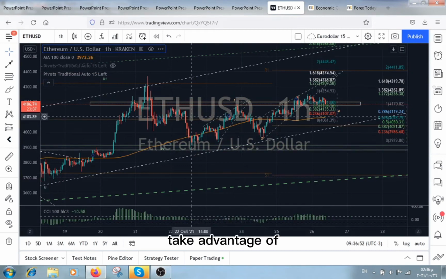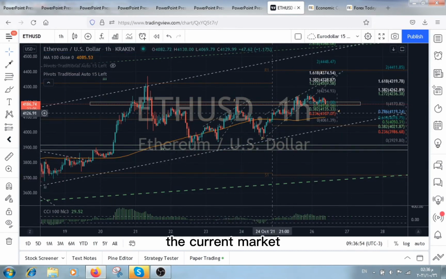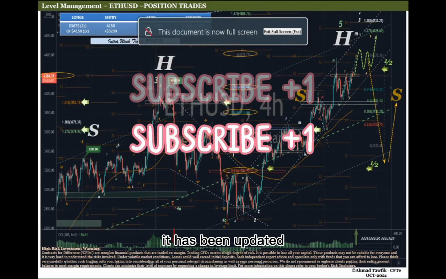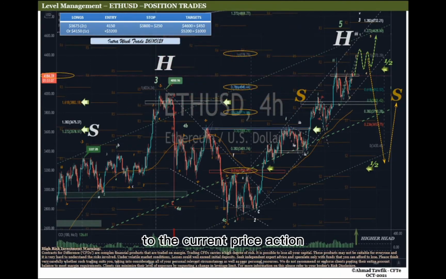Whether we could take advantage of the current market. All right, so this is the 4-hour chart. It has been updated to the current price action. Okay, so we believe all the labels have now been rounded up and they are correct proportionally and momentum-wise. All right, so let's go very quickly over the count.